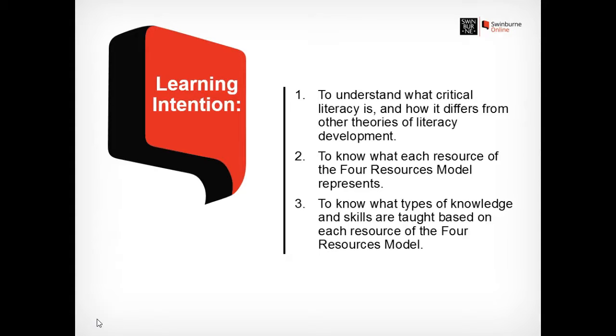It endeavours to help you know what each resource of the 4 resources model represents and the knowledge and skills that are typically taught using each resource of the 4 resources model.